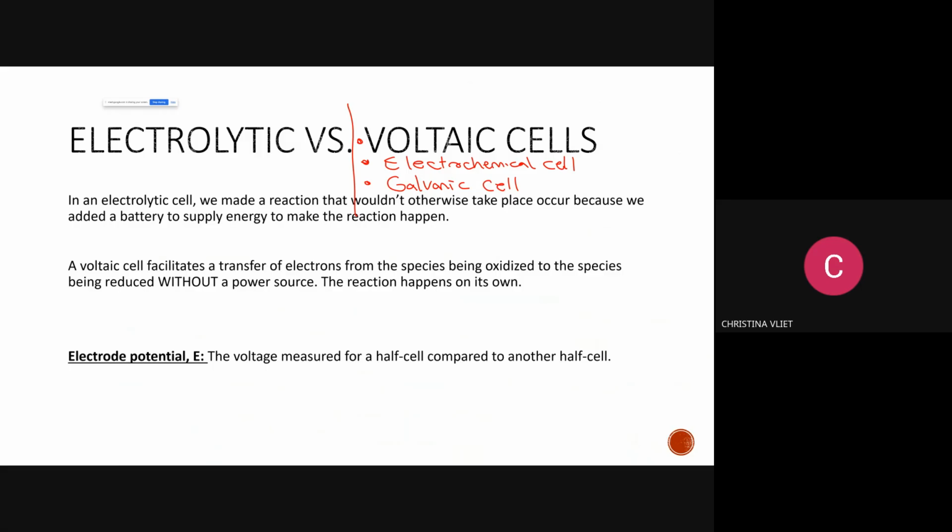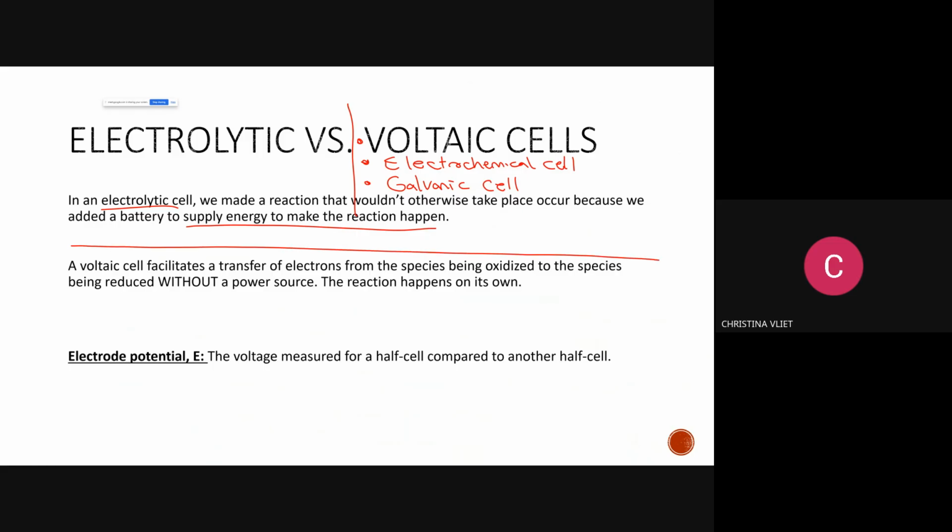And so the electrolytic cell was the first one we learned, which was for non-spontaneous reactions, right? So in an electrolytic cell, we make a reaction happen that's not supposed to. We make sodium, for example, we force its electrons back on it that it wanted to lose. So we supply energy to make that reaction happen. That's what we've been discussing up until this point. Now we're going to be looking at a voltaic cell.